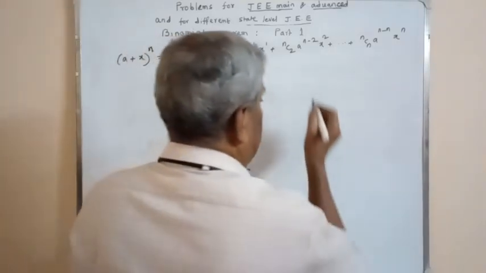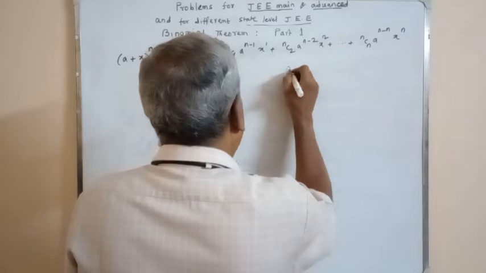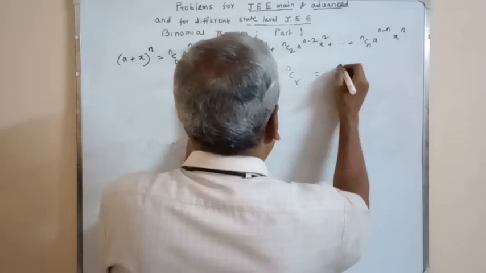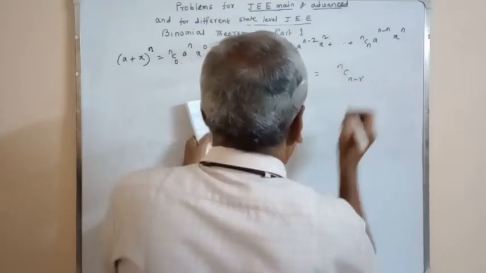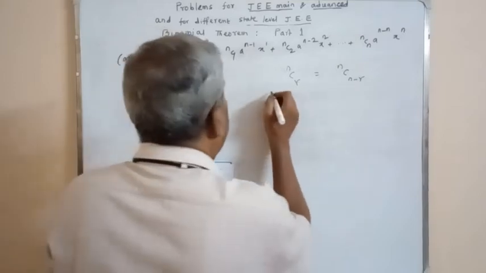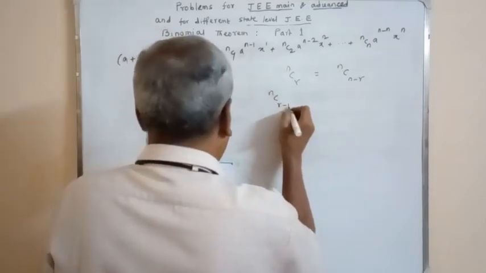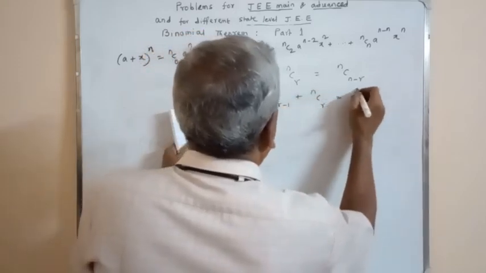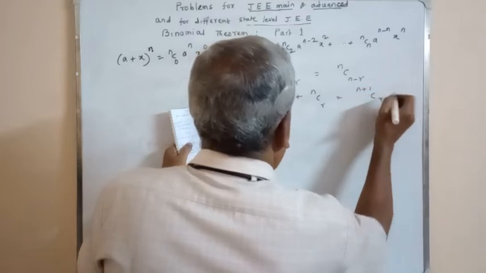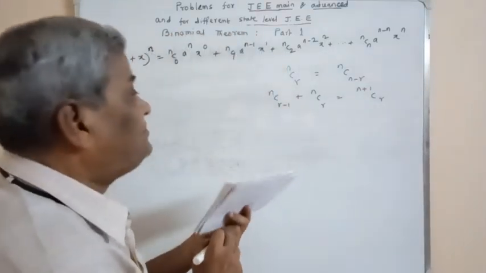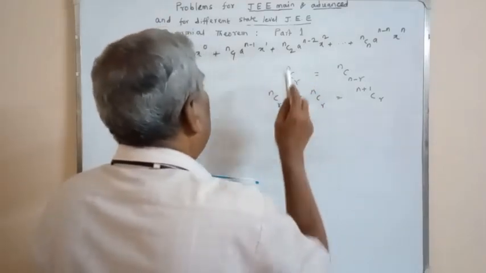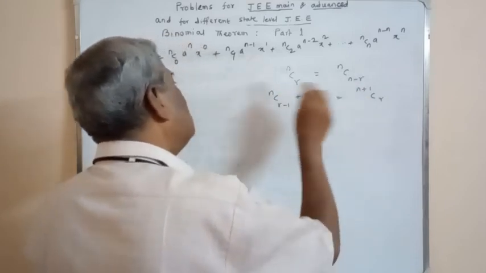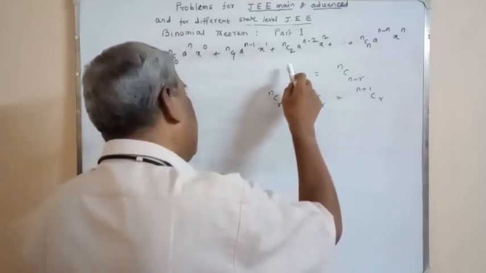Two properties. Number one, nCr is equal to nC(n minus r). And number two, nC(r minus 1) plus nCr is equal to (n plus 1)Cr. That is, nCr will be equal to nC(n minus r), and very easily you can verify this simply by calculating nCr.